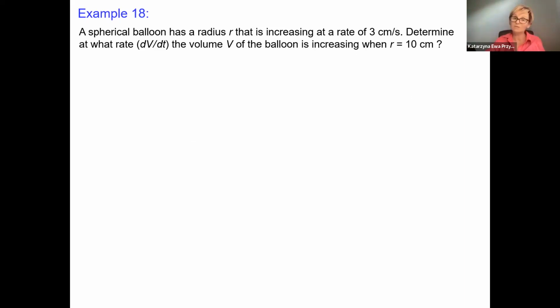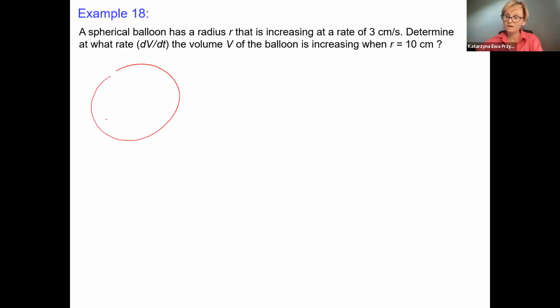A spherical balloon has a radius r that is increasing at the rate of 3 centimeters per second. Determine at what rate, the derivative dV/dt, the rate of change of the volume with respect to time, the volume V of the balloon is increasing at the moment that r is 10. And that's what we notice.